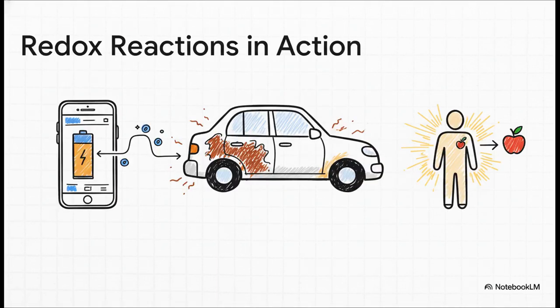I mean, just think about it. The battery that's powering your phone right now, that's just a controlled redox reaction, pushing electrons through a circuit to make it work. That rust you see on an old car, that's the slow oxidation of iron. And maybe most importantly, every time you eat, your body uses redox reactions to break down your food and turn it into the energy that's keeping you alive right now.